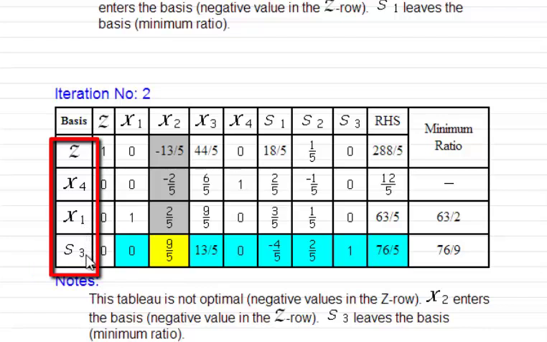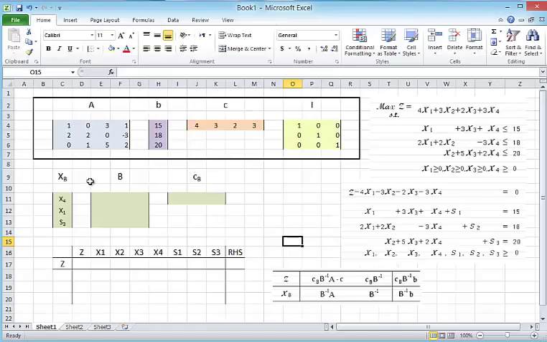In this case, I've selected the Tableau iteration number 2, which has X4, X1, and S3 as its basic variables. When you go to Excel, I have done this to reduce the time of the video. I have already set up the entries that are needed for our work. You see the problem. I've placed an image of the problem there and an image of the standard form of the problem.